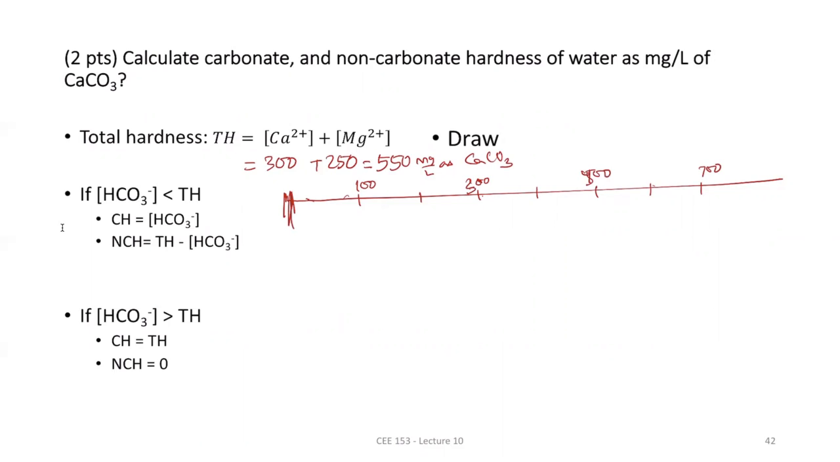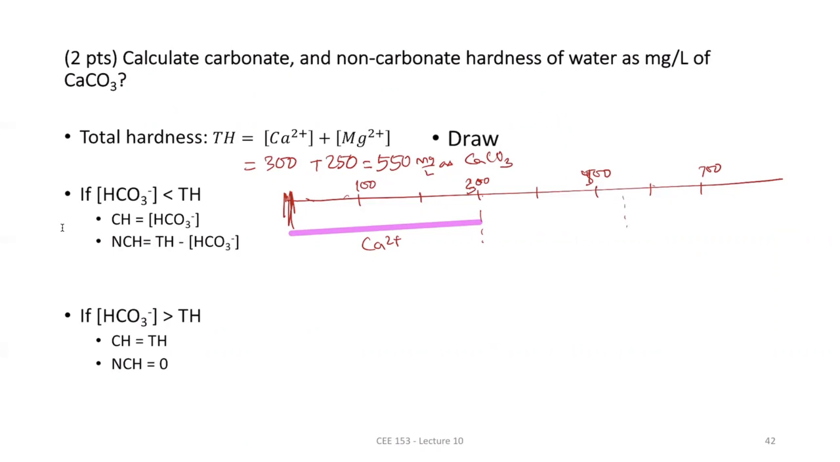Now let's calculate calcium. Calcium is 300. So I'm just going to make calcium, which is 300. Let me make it pink. So 300, that's calcium. Okay, that's up to here is calcium. Then 250 is magnesium. So 300 plus 250, that would be 550. So that's 500, this is 600.